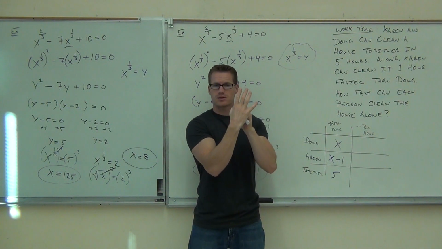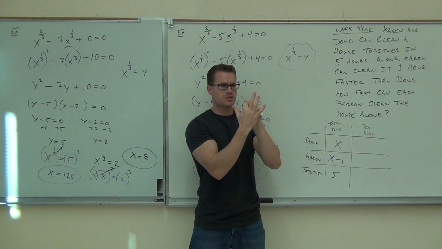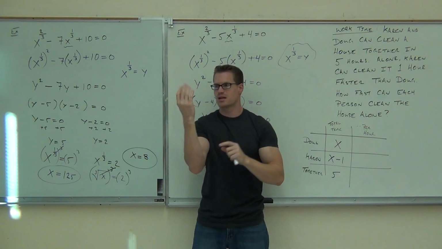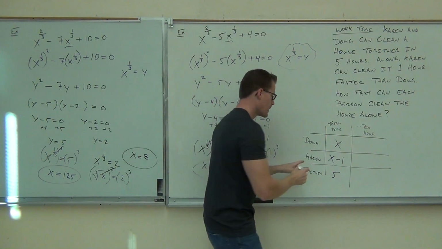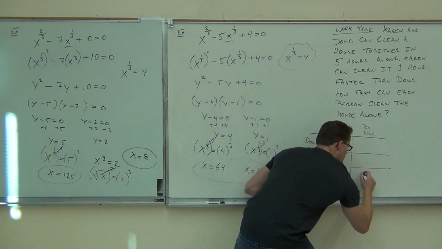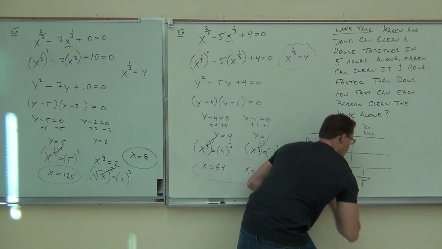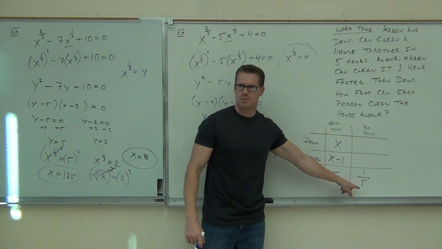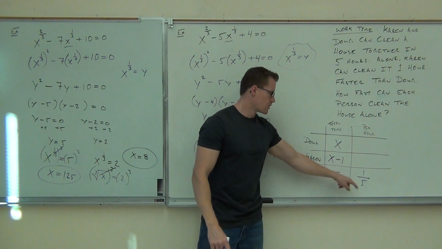5 hours, a fifth of the house the first hour, a fifth of the house the second hour, a fifth the third hour, a fifth the fourth hour, and a fifth the fifth hour. That adds up to the whole house. So together in five hours, per hour is one fifth. You just take this number and put it under one. That's how you do it. Remember that? Yes. Take that number and put it under one.